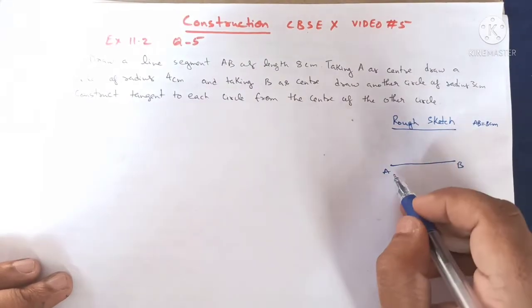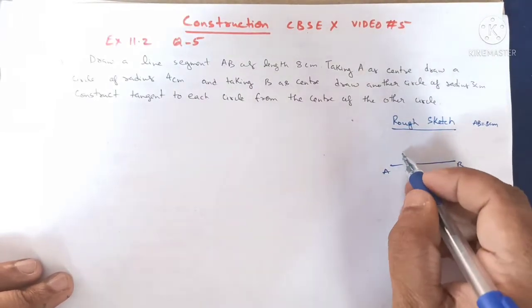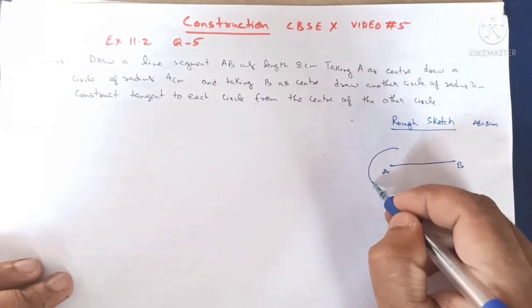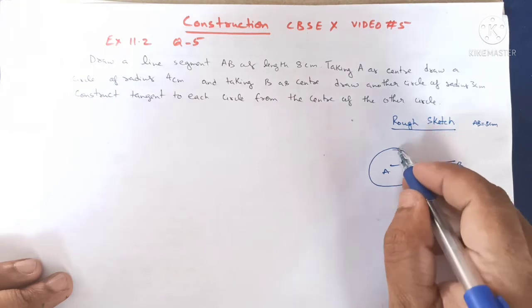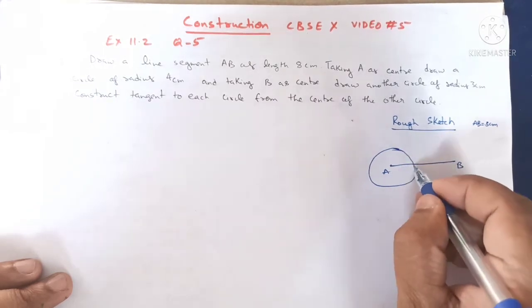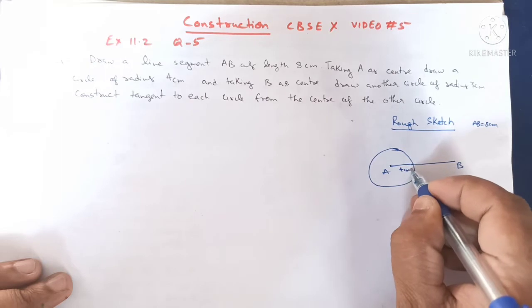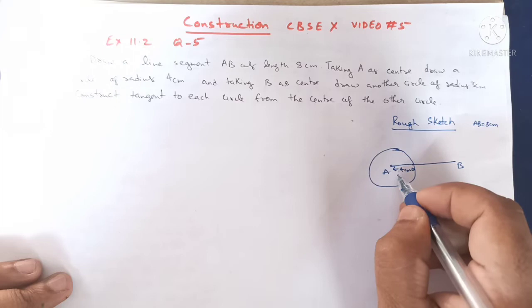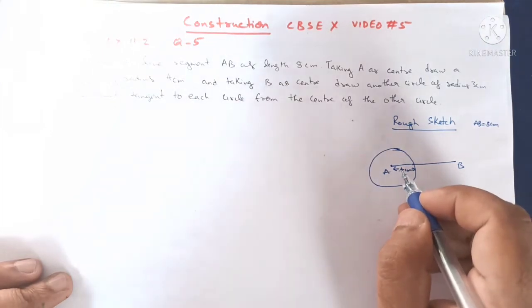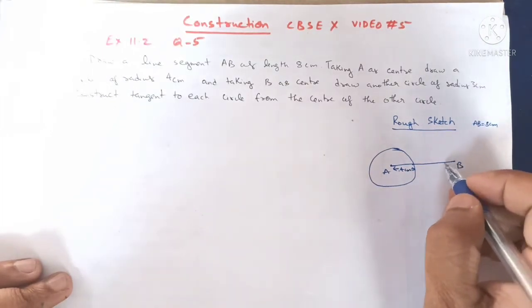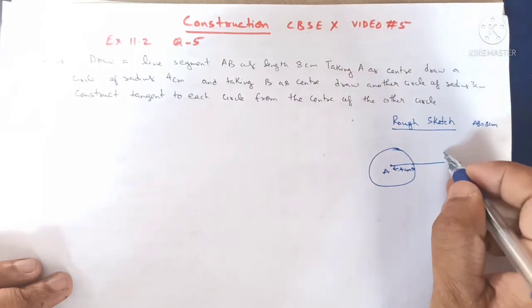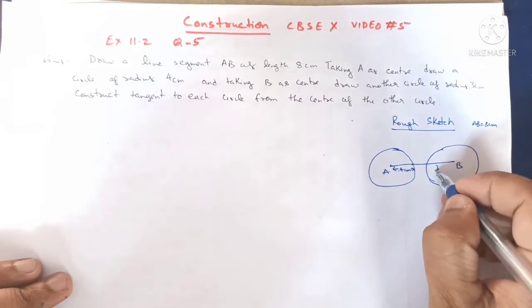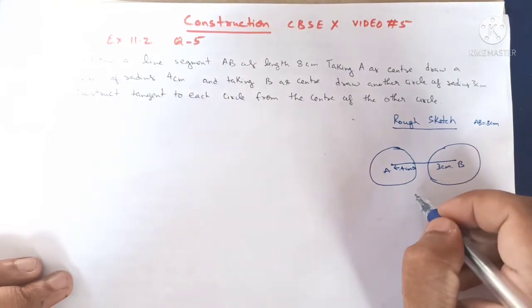Now, taking A as the center, draw a circle of radius 4 centimeter. So, with A as the center, we will draw a circle of radius 4 centimeter like this, such that this distance is 4 centimeter. And taking B as center, draw another circle of radius 3 centimeter. So, with B as center, we have drawn another circle of radius 3 centimeter. Like this, two circles are drawn.